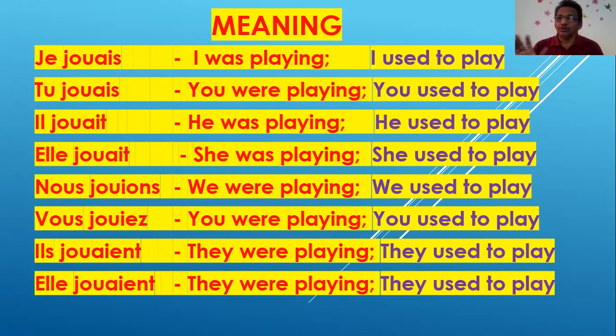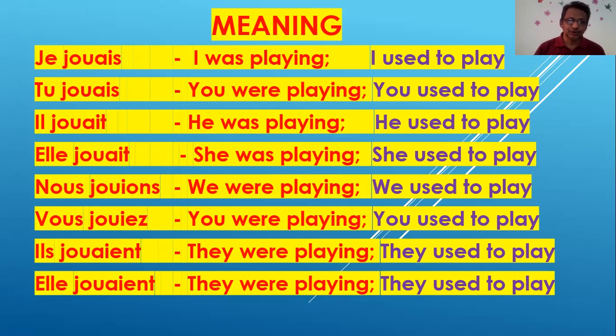And when I say I used to play, it means that I had the habit of playing recurrently or as a habit or regularly in the past. Now I'm not playing anymore. So this is the difference between past continuous tense and the used to past. But for both these tenses, imperfect is used in French.